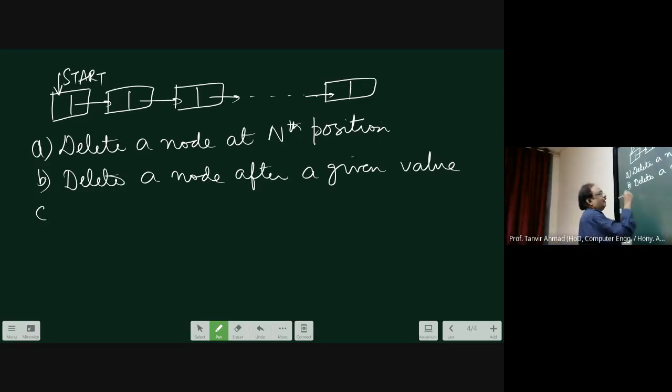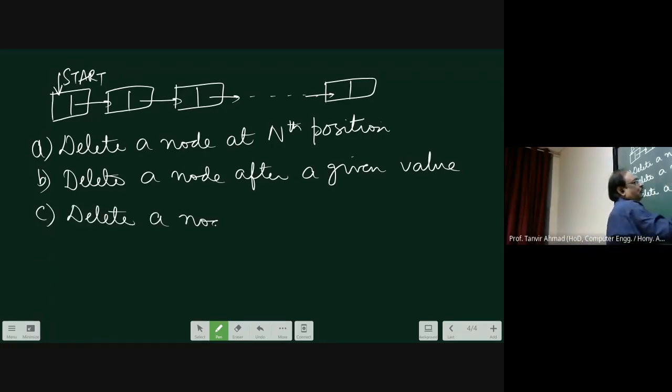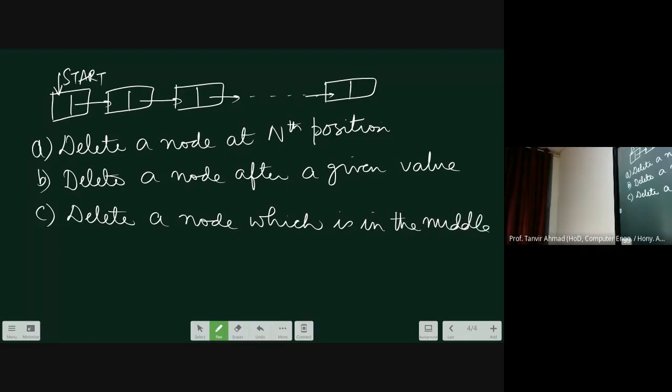Or delete a node which is in the middle. Or there could be many different variants. Now, all these examples, all these problems require just modifying the traversals. Now, let me tell you the first one. If I want to delete the fifth node, how many times do I have to traverse?